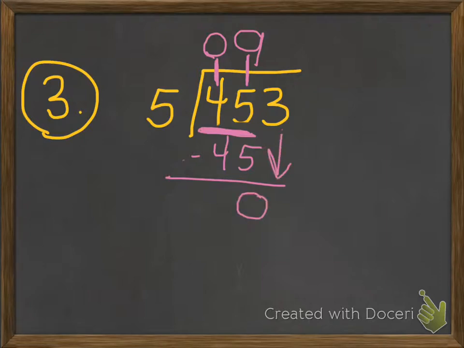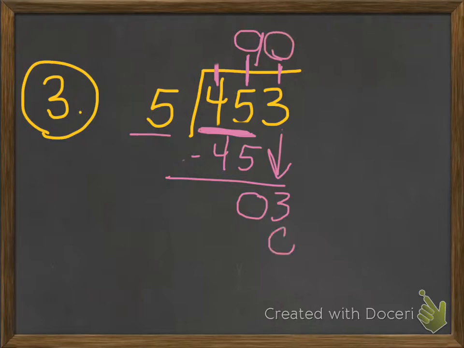Bring down the 3. And this is where people get stuck and they think, well, the answer is 9. But the answer is not 9. There's not a remainder here yet. We haven't got that far. We have to put a digit in each place value before we can put the remainder. Okay, so remember, if you have a number that's too small to be divided by the divisor, then you put a 0. So we put that 0 there.